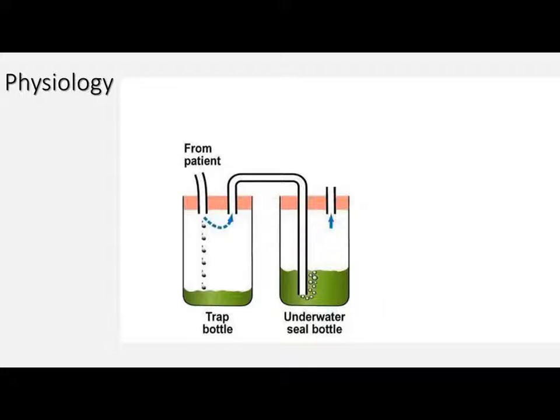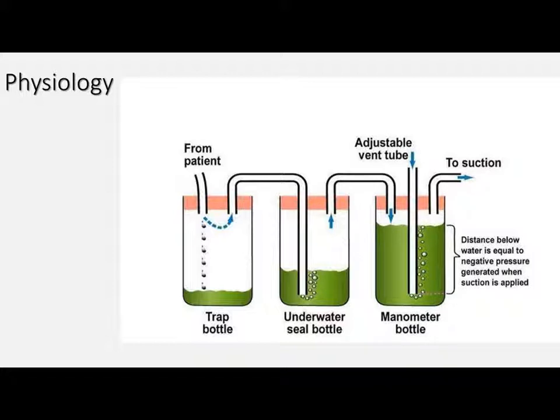So to combat that, we'll have a second bottle, which is a collection chamber, here known as the trap bottle. So the chest tube will flow into the trap bottle, which is empty. All the fluid will collect in the bottom of the trap bottle, while the air is transmitted through a tube to the underwater seal bottle.